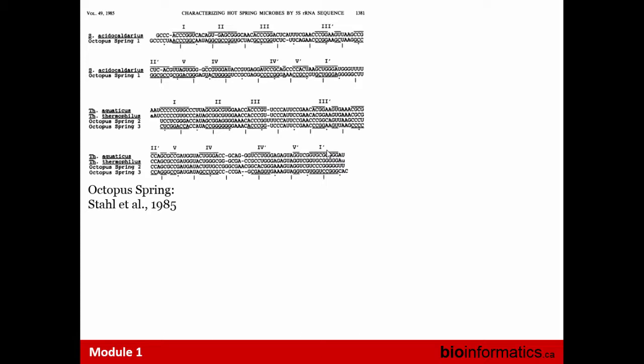Of metagenomics, right? We have a couple of reference sequences from Sulfolobus acidocaldarius, these have been determined previously, Thermus aquaticus, Thermus thermophilus, and then these environmental sequences. Environmental rRNA, and here are the alignments of environmental sequences that were characterized en masse. Very simple communities, but it was 1985, holy moly, right?